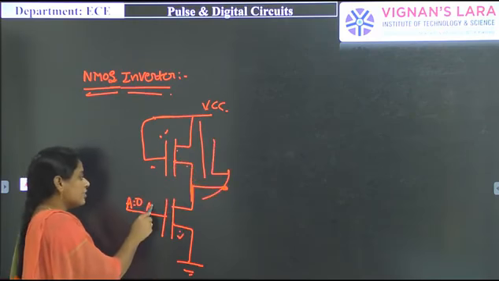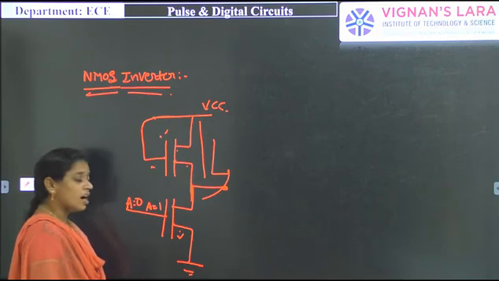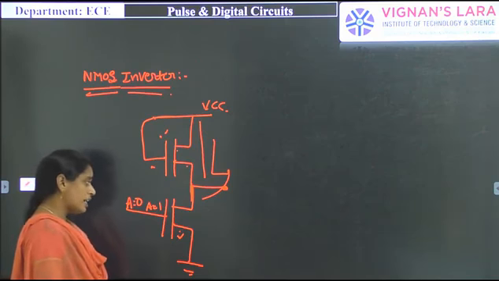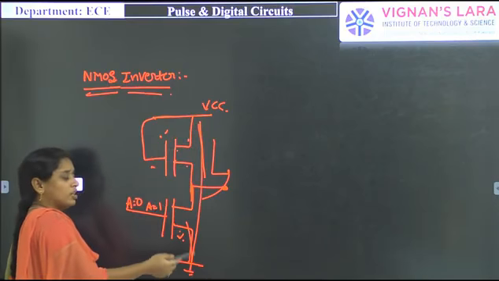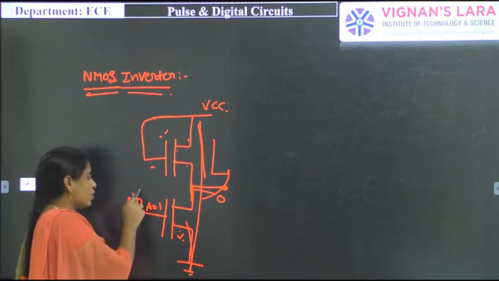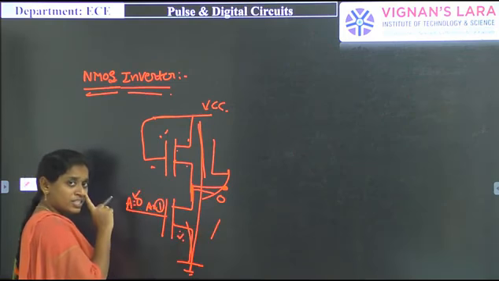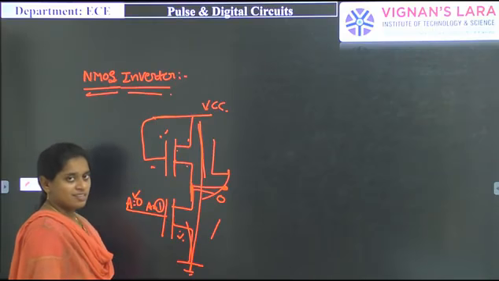Next, when A is equal to 1, we have to take it as logic 1, nothing but a 5 volt signal. When we apply a 5 volt signal to this N-channel MOSFET, obviously the N-channel MOSFET will be in on condition. So both the transistors will be on. The VCC will be reached at the ground side. That's why the output will be 0. Simply, when a 0 volt signal is applied, the output will be 1. When logic 1 is applied, the output will be 0. So this circuit acts as an inverter.